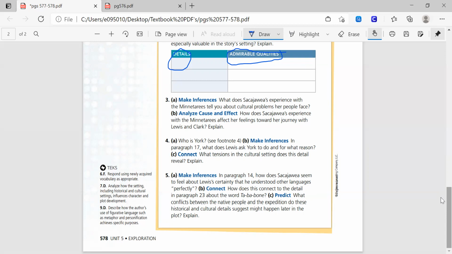And then 5C, predict. What conflicts between the native people and the expedition do these historical and cultural details suggest might happen later in the plot? Explain. So we see conflicts between the native people and the expedition. And then we know some cultural and historical background. And so we're trying to predict what might take place in the future.